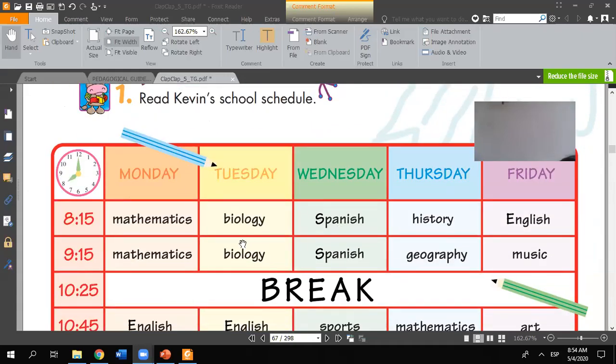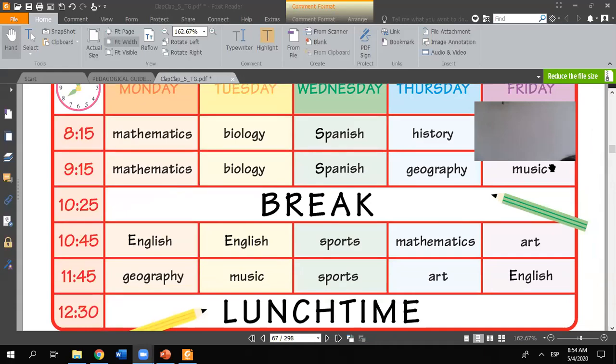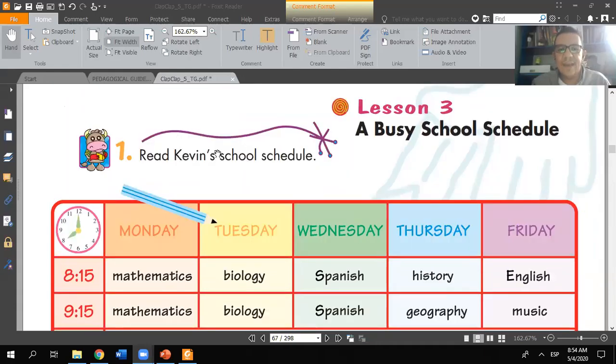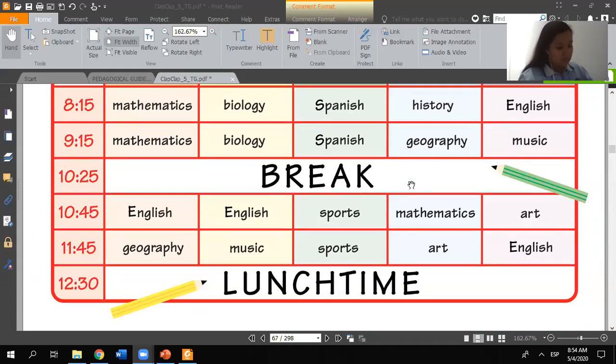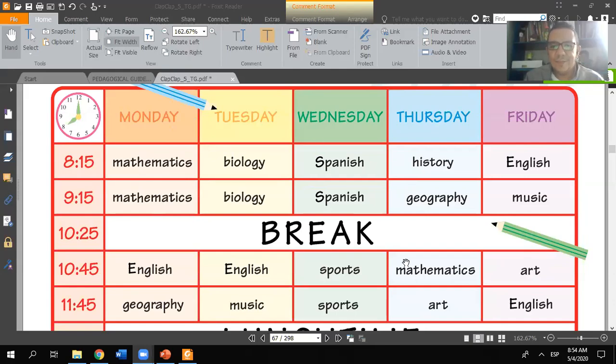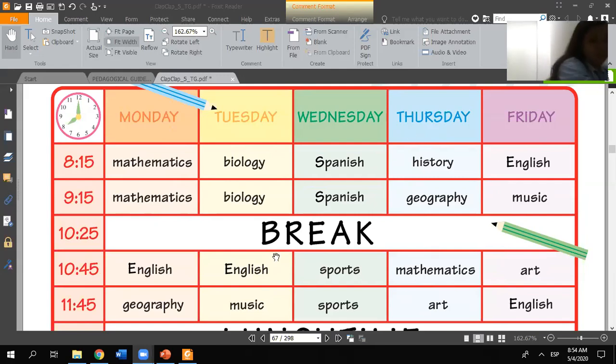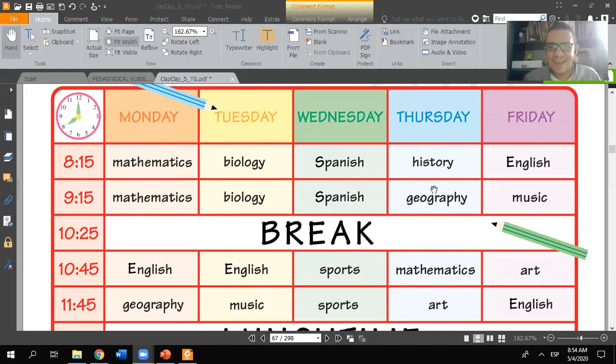So, we have this schedule of Kevin. This is Kevin's school schedule, okay? Here starts. ¿Qué página es esa, profe? ¿Cómo? ¿Qué página es esa? 24. Okay. Okay, guys. So please look at the schedule and please tell me, is there any different subject than yours? ¿Hay alguna materia diferente a la de ustedes en este schedule? Is there any? Music. Music. Okay, music. Okay. Another one. Otra.